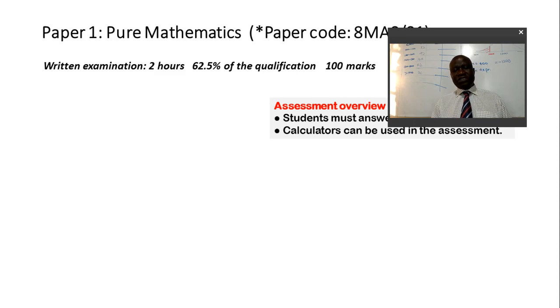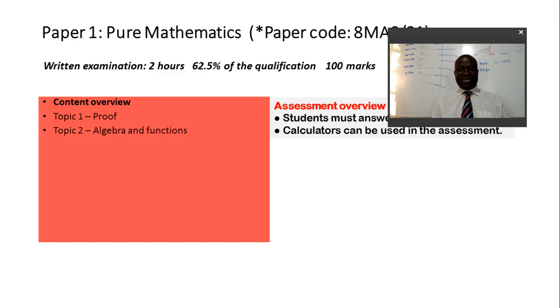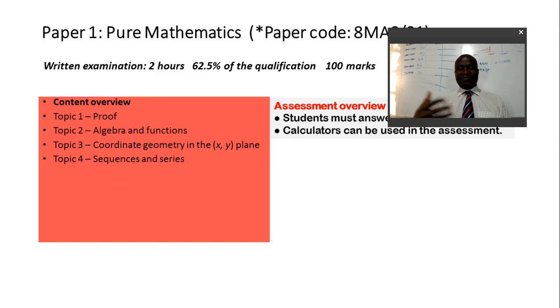So, pure mathematics has got 9 topics. The first one is proof. The second one is algebra and functions, coordinate geometry in 3 dimensions or XY plane, sequences and series. Here we'll be dealing with progressions like arithmetic progressions and geometric progressions.